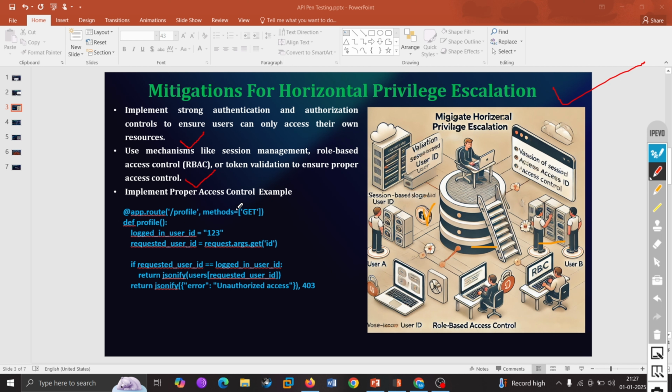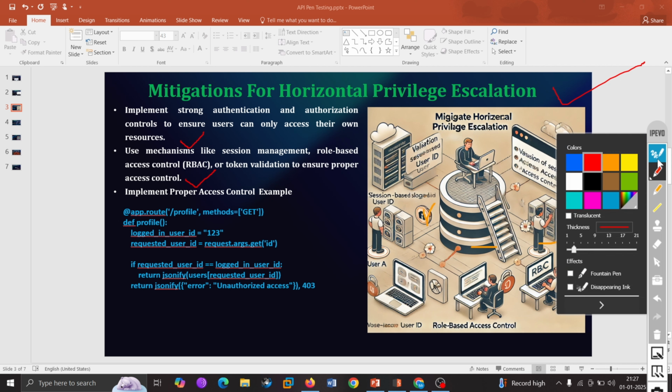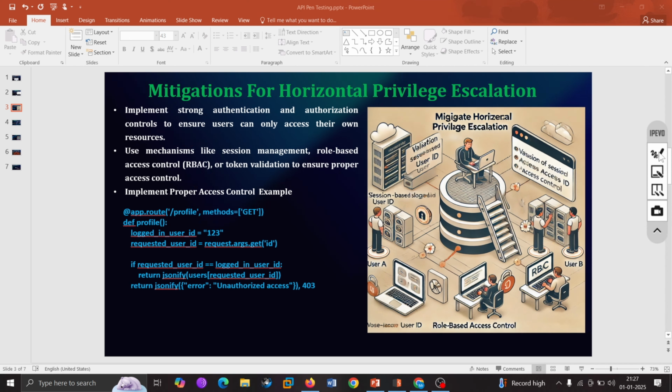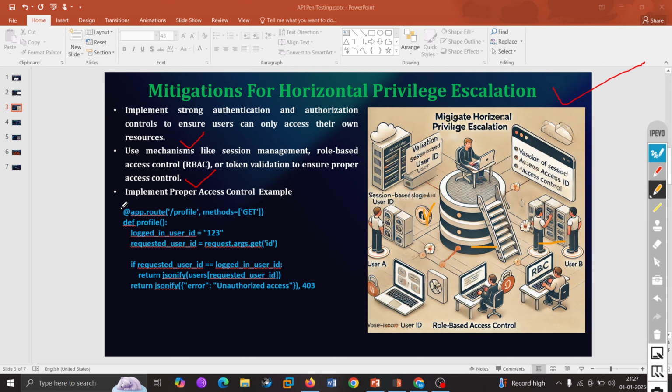Implementing proper access control, for example, at the code level, right? What we can do, if you look over here, suppose this is the code, for our previous request. It's a simple code. You logged in as 123, so logged_in_user_id is equal to 123, and then requested_user_id is request.array.id, right? So if requested_user_id is equal to logged_in_user_id, return the requested ID data.